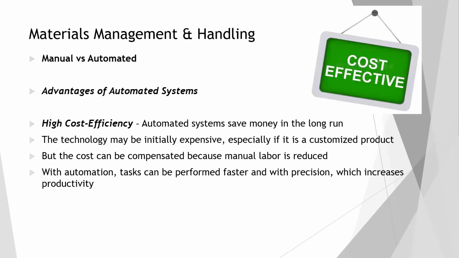So the advantages of automated systems: they're very high cost efficiencies. They end up saving money in the long run. The technology may initially be very expensive, especially if it's a very customized product, but the cost can be compensated because manual labor is reduced. We are not paying actual workers for all that hourly compensation, so we're going to recoup some of those costs. And with automation, tasks can be performed faster with more precision, and this ultimately is going to increase our productivity.